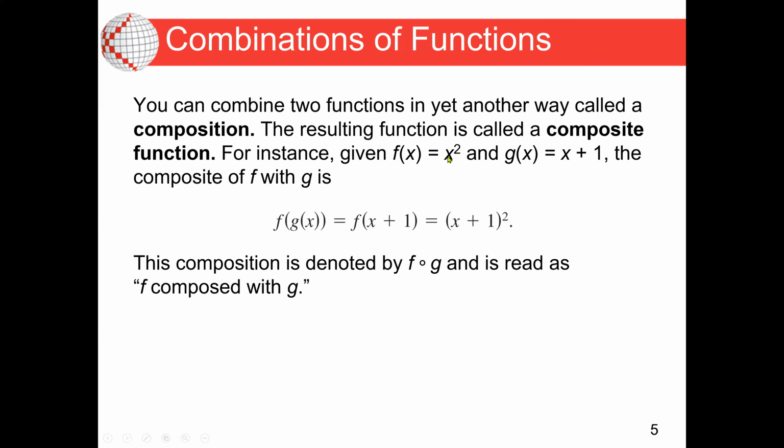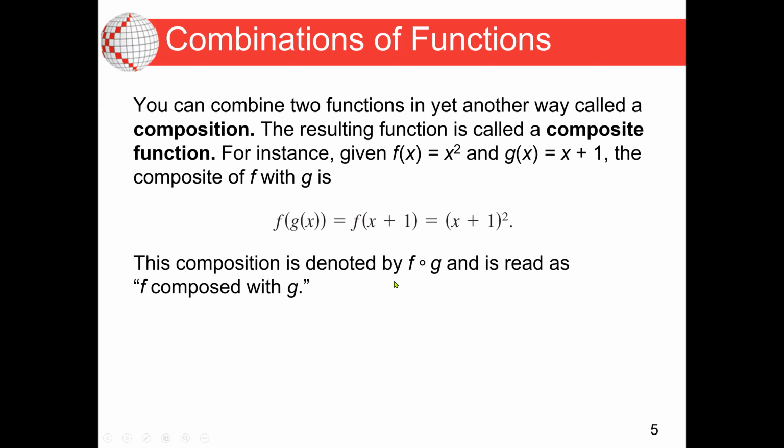Again, finding the composite of f with g means the f function will be the outer function, and the g function will be the inner function. So simply, if I have f of x, anywhere I see the x variable, I'm going to replace it with g of x. Here we have x squared, and g of x is x plus 1. So I have only one x, so I'll replace it with x plus 1, and that gives us (x plus 1) squared.